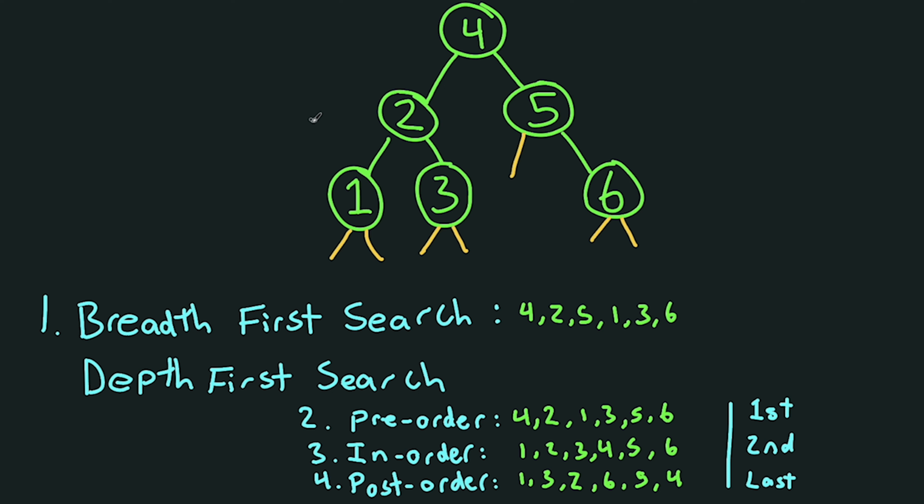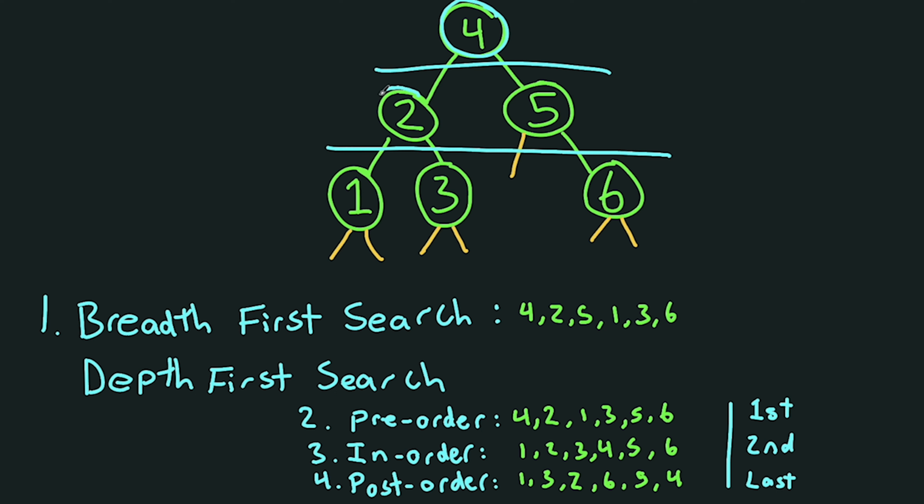So starting with breadth-first search, a breadth-first search traversal visits all the nodes of a level before moving on to the next level. So we can break these up. Let's break up our tree into levels. We'll start with the root node, which is 4. And then we will visit all nodes of a level before moving on to a new level. So we start with 4. That's the only node in that level.